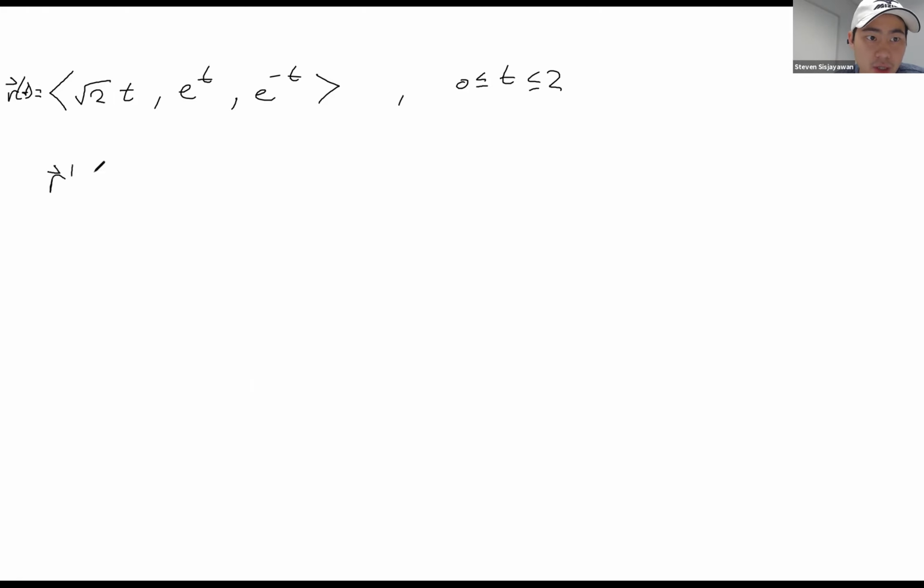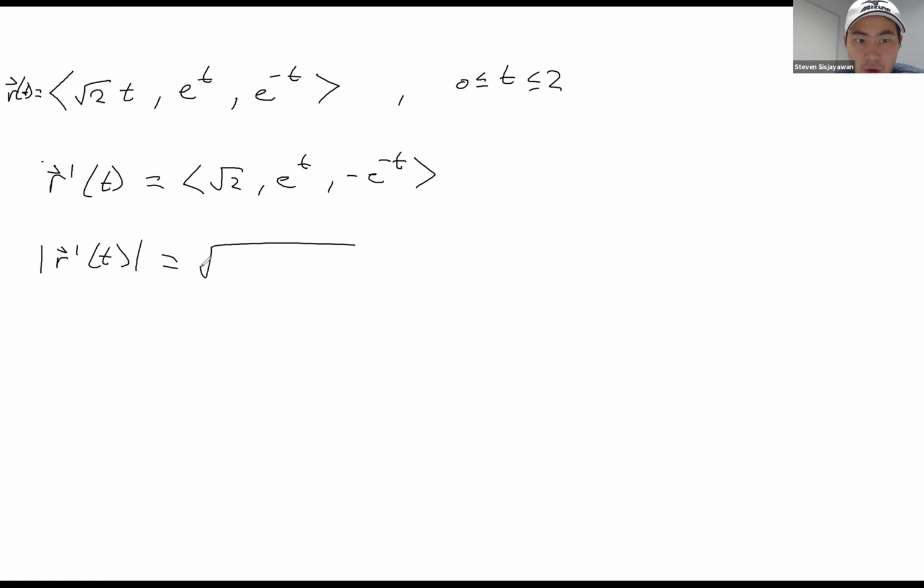Let's say we're given a vector function r of t following this format, and my time interval is from 0 to 2, and we're trying to find the length of this curve. I'm going to present this as r of t. Let's start by finding the derivative of r of t, which is square root of 2, comma e to the t, negative e to the negative t. Then the next thing I want to do is find the magnitude of r prime t.